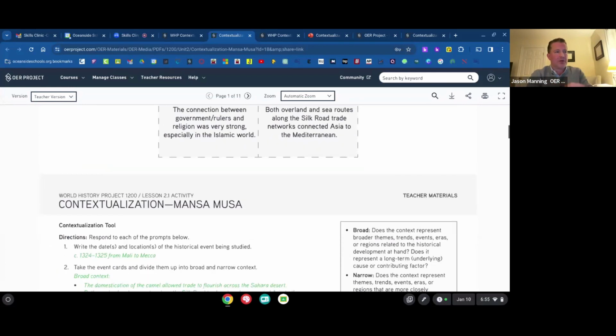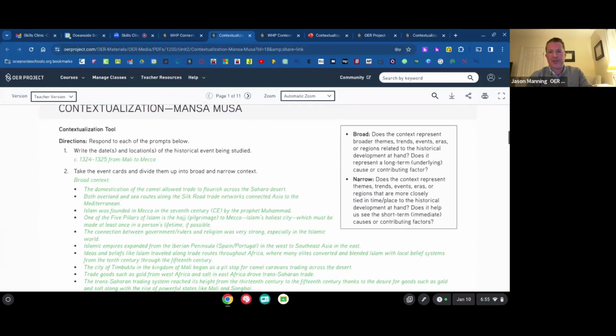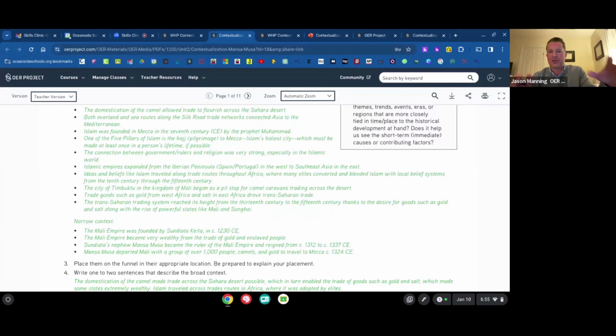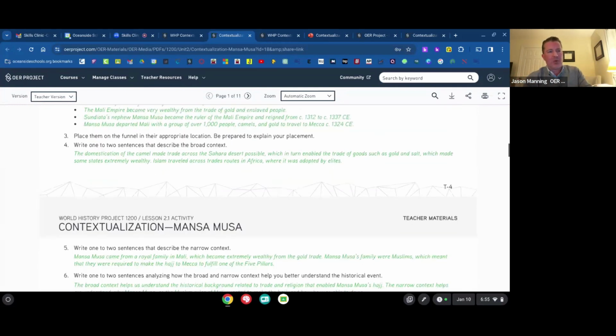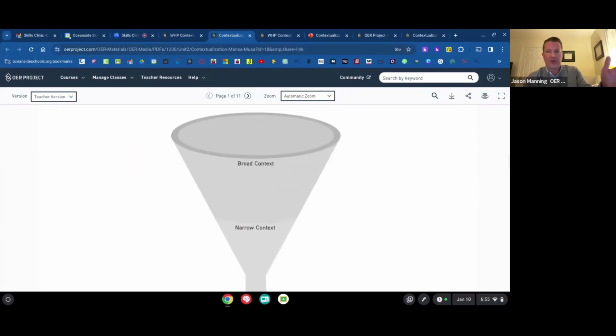And I'll just zoom out a little bit and show you the teacher material for this, of where the broad context, the zoomed out context, and then the narrow context should belong. But yeah, I love that. And that's what I was getting at, where Alphonse becomes this causation tool that you can carry the thread throughout the year and just trigger kids by saying Alphonse.